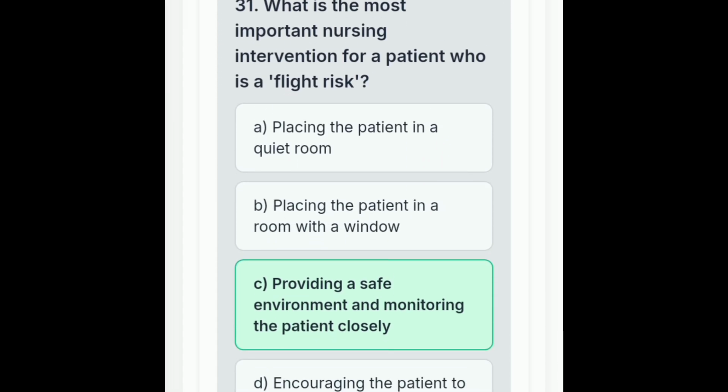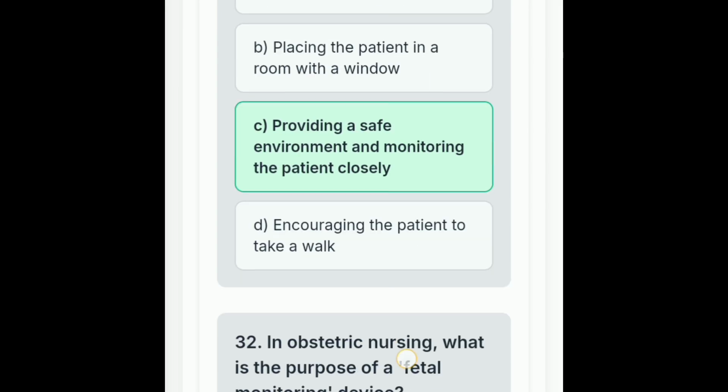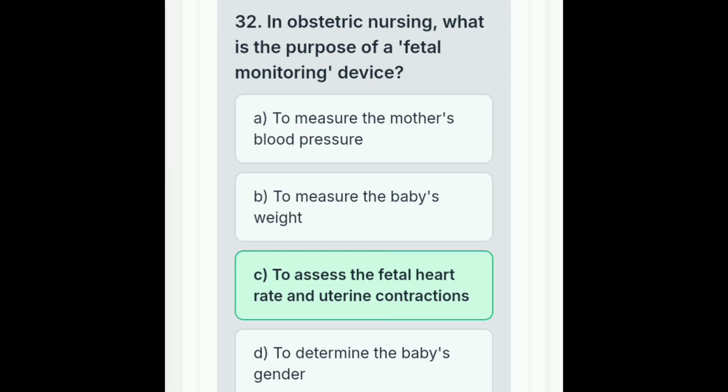What is the most important nursing intervention for a patient who is a flight risk? Option A, placing the patient in a quiet room. Option B, placing the patient in a room with a window. Option C, providing a safe environment and monitoring the patient closely. Option D, encouraging the patient to take a walk. C is the correct.